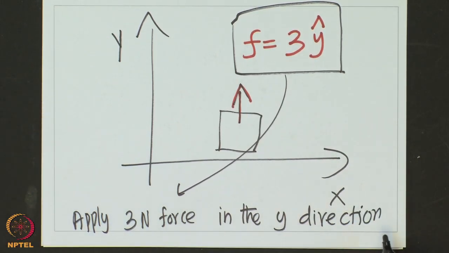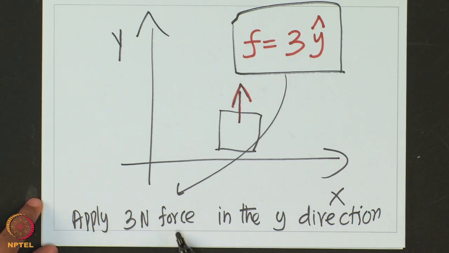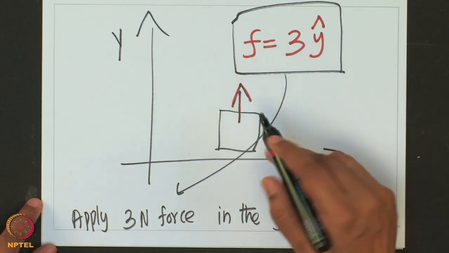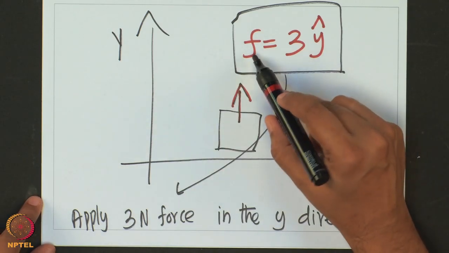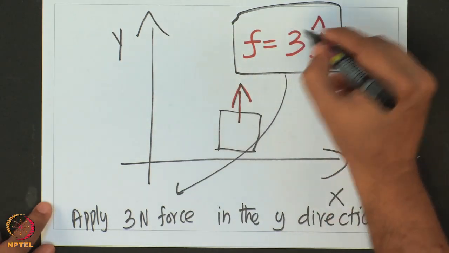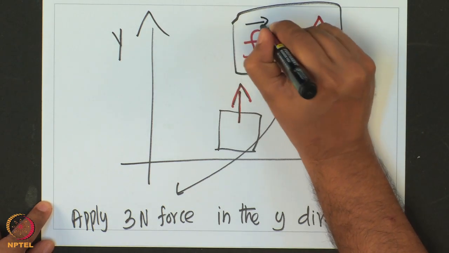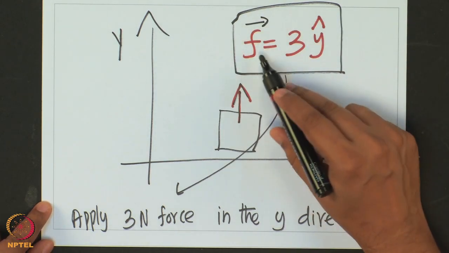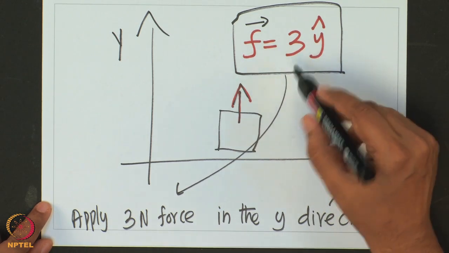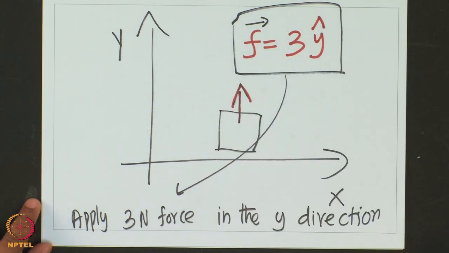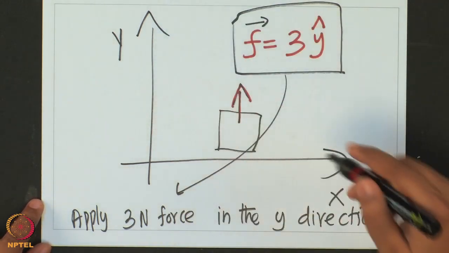So this is something that we want to say in English: apply 3 Newton force in the y direction to push this up. This can be said mathematically in simple words: F is equal to 3y, and just to show that F is a vector, you put a vector sign here. F is equal to 3y. This would mean apply a force upward in the direction of y.